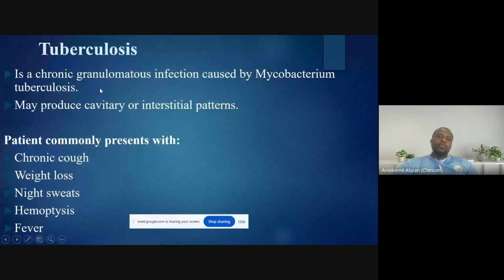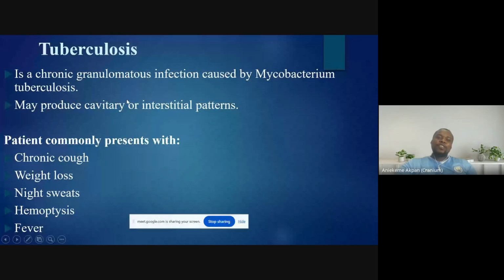Okay, so tuberculosis is a chronic granulomatous infection caused by Mycobacterium tuberculosis. And this bacteria may produce cavitary and interstitial pattern. Mostly, this cavity is also caused by our body defense mechanism. So when the bacteria starts infiltrating a particular area, they become relaxed and they try to own that area. So your body tries to fight this and then sends some macrophages to go there.